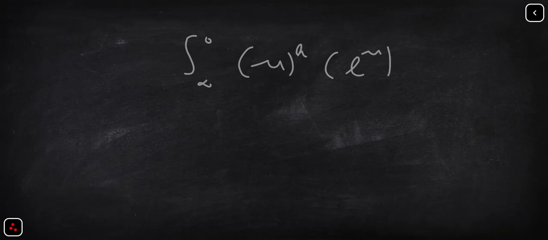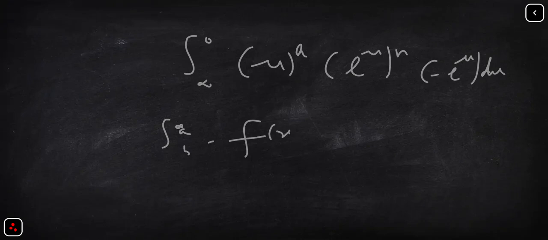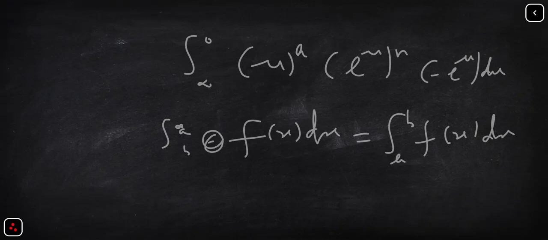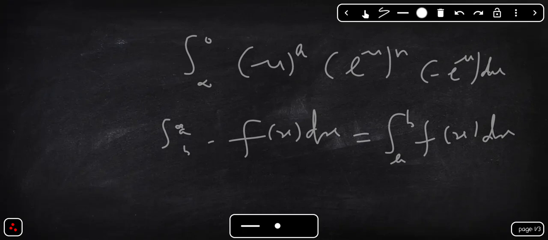Don't forget this is raised to the power of n, and our dx is now minus e raised to the power of minus u, du. Okay, now because of this minus, if you have integral from b to a of minus f of x dx, I can say this is equal to integral from a to b of f of x dx. So with this sign, we change the limits. So b will come up and a is going to come down. That's what's going to happen there also.